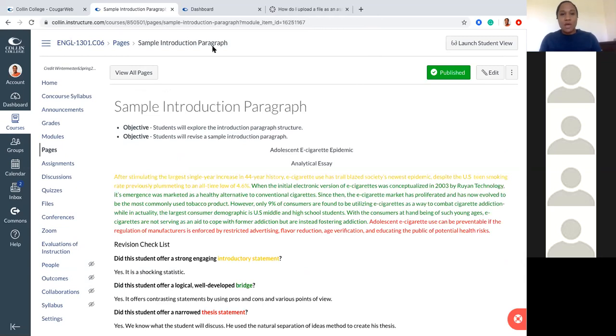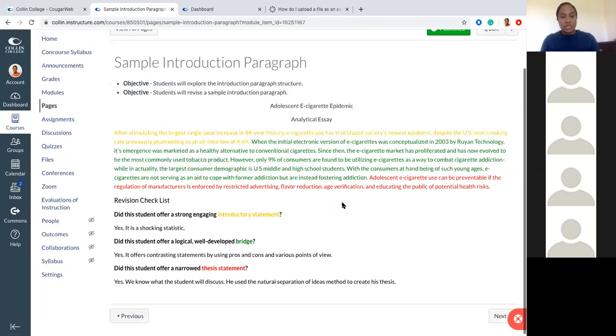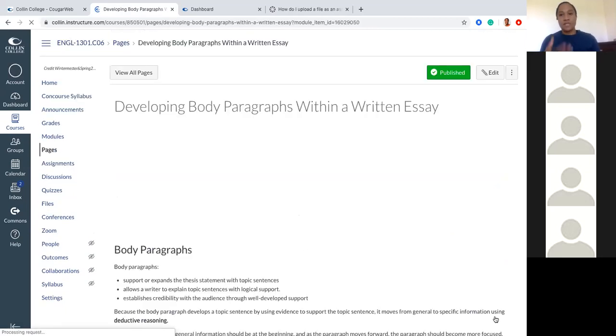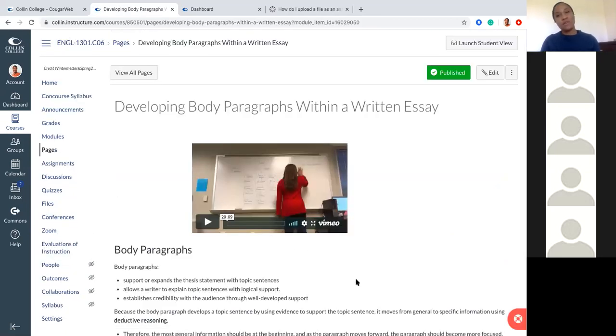All right, so I'm not going to go over the sample introduction. We already did this, but don't forget, you want to go through the revision checklist just to make sure that you have everything the way that it should be before you meet with me for our conference, and definitely before you submit the essay, if you choose not to meet with me before the conference.